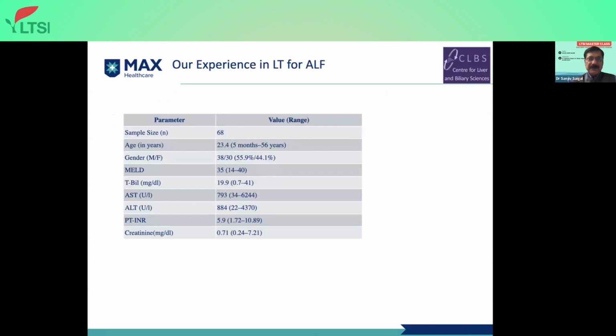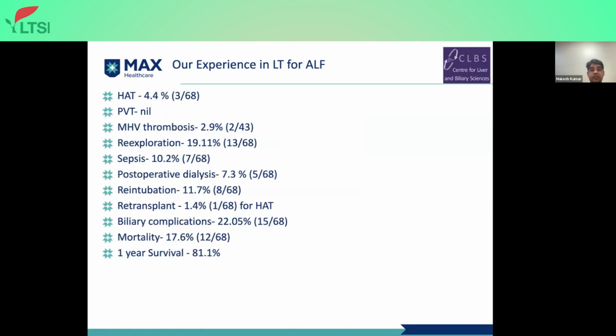Just summarize. The average age was 23 years, and more of the patients were male. MELD score was 35, total bilirubin was 19.9, AST and ALT were 793 and 884, INR was 5.9, and creatinine was 0.7. HAT incidence was 4.4%.